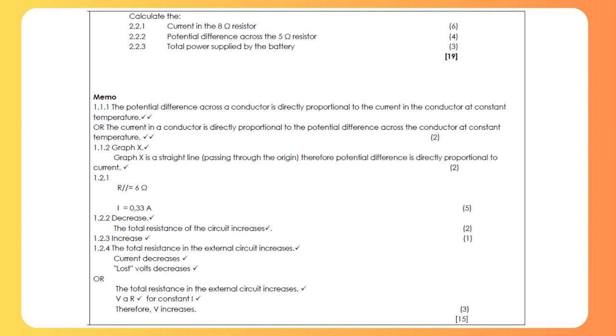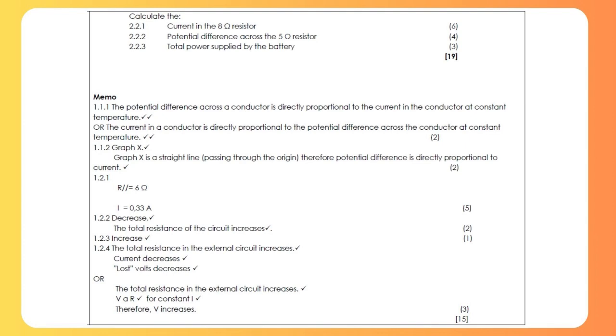Memo. 1.1.1 The potential difference across a conductor is directly proportional to the current in the conductor at constant temperature, or the current in a conductor is directly proportional to the potential difference across the conductor at constant temperature. 1.1.2 Graph X. Graph X is a straight line passing through the origin. Therefore, potential difference is directly proportional to current.